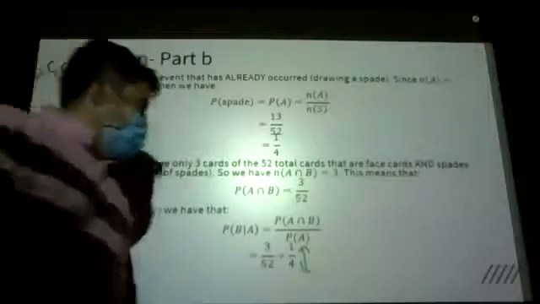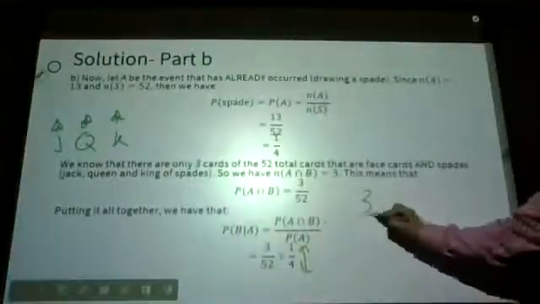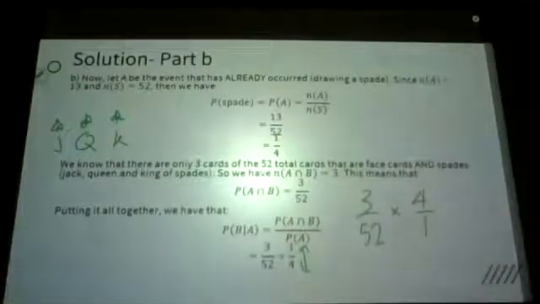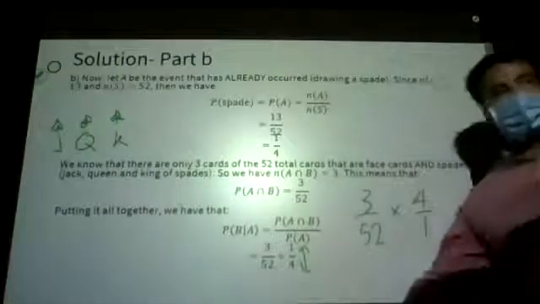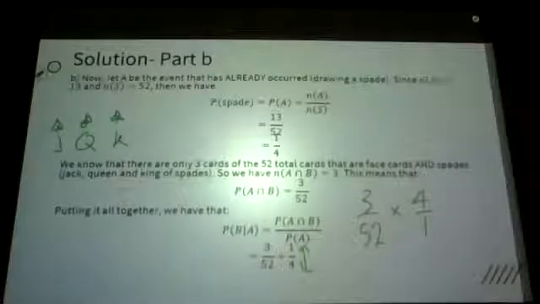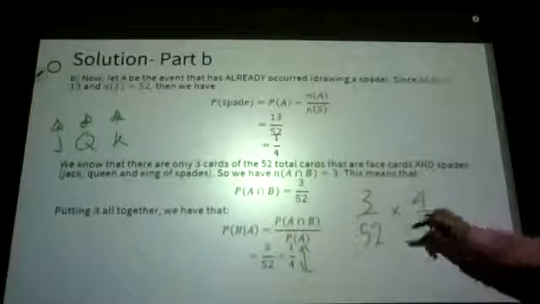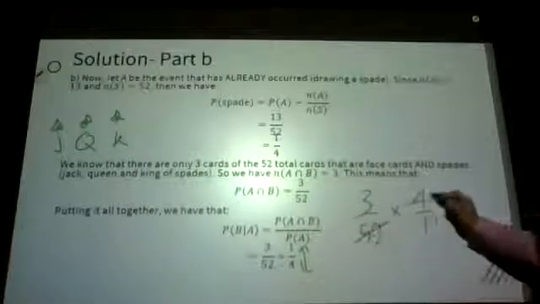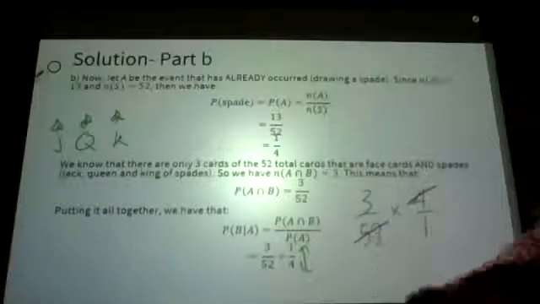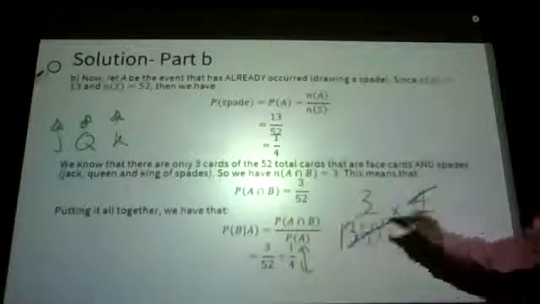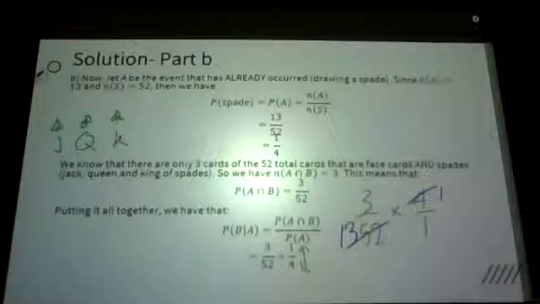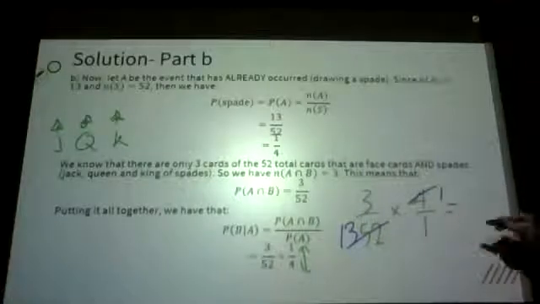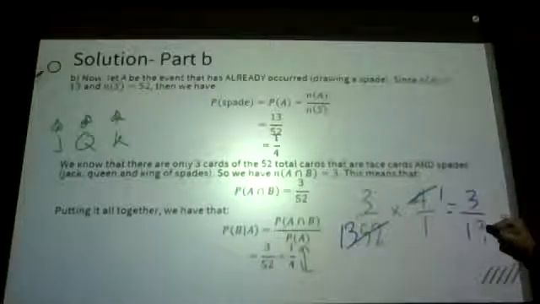So when you do that, you end up getting 3 out of 52 multiplied by 4 over 1. And if you're really good at simplifying, how many of you remember those little techniques in advanced functions, how to cross cancel? You know that 4 goes into 52 13 times. So this reduces to 1. And then you can do 3 times 1, which is 3, and 13 times 1, which is 13. So 3 out of 13.